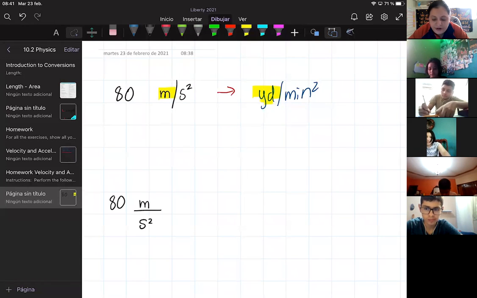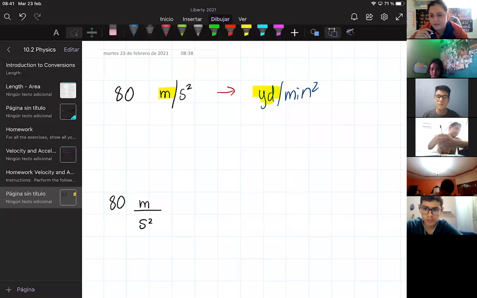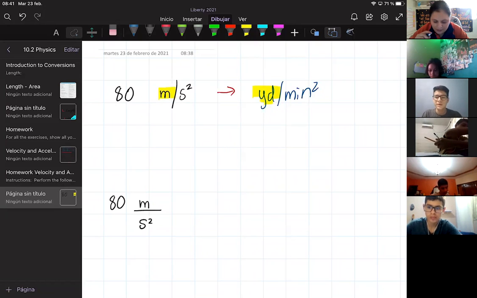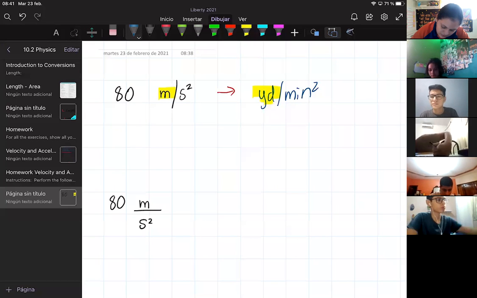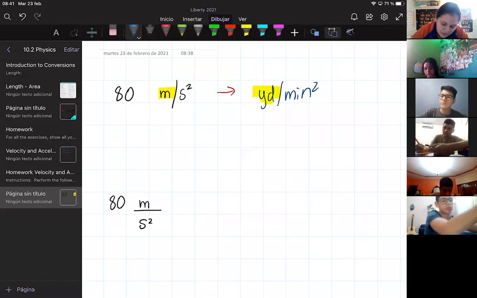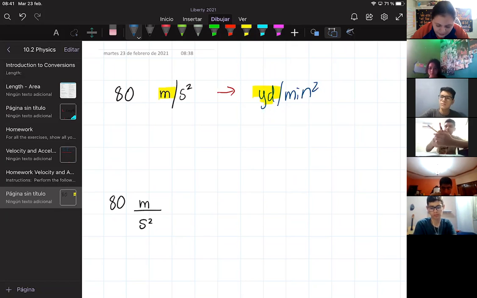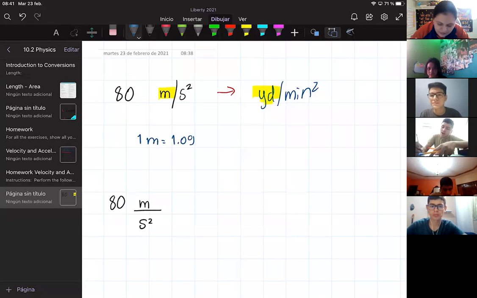Ashley, what is the conversion factor between meters and yards? Well, I can't be waiting for you all day. So, you know that in 1 meter, you have 1.09 yards.